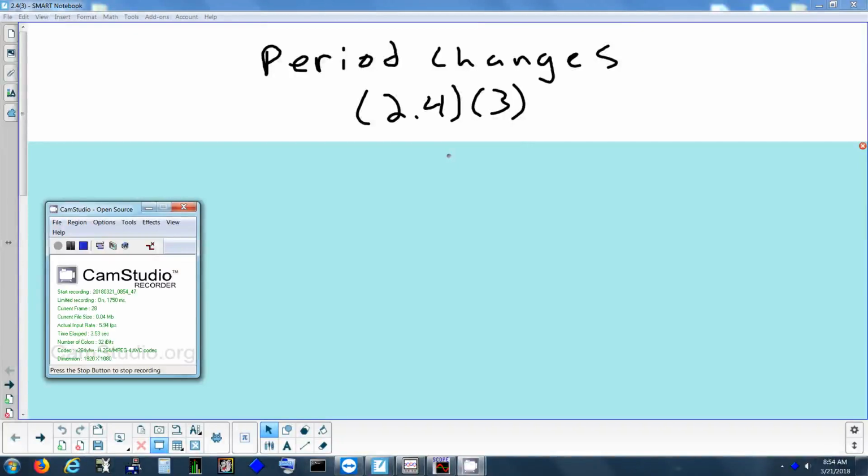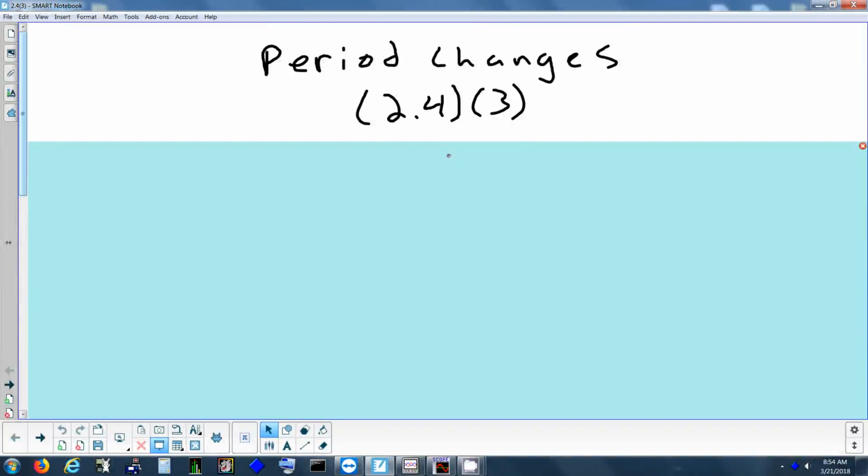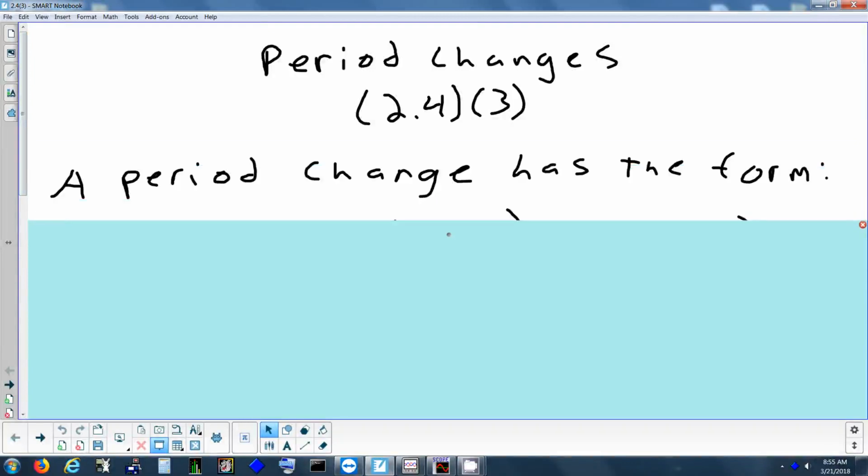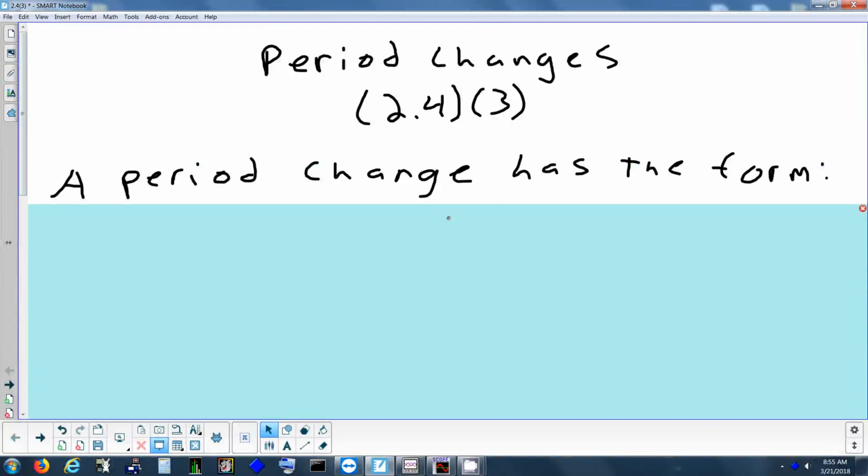All right, so our last section we'll look at today is the same section. It's just part 3, and we're going to look at what's called a period change. So this is the fourth and last transformation that we'll do. All right, so first thing I'm going to show you is what a period change looks like as an equation.